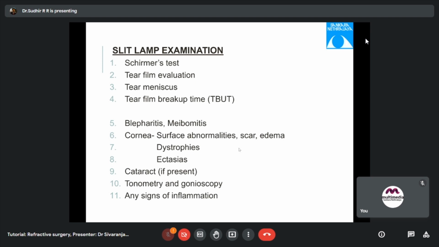The most important thing, all patients you need to dilate and examine, because they should not have any lens changes. If they have lens changes, that is the most important contraindication for laser based procedures or even phakic IOLs. So we have looked into it. There should not be any cataract or any sign of cataract. Patients with high myopia, what type of cataract will they have?